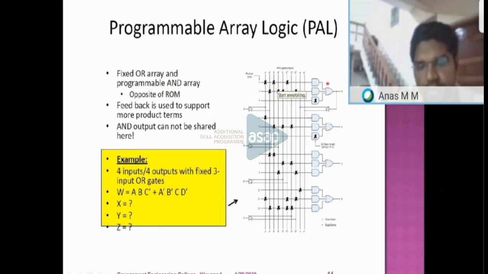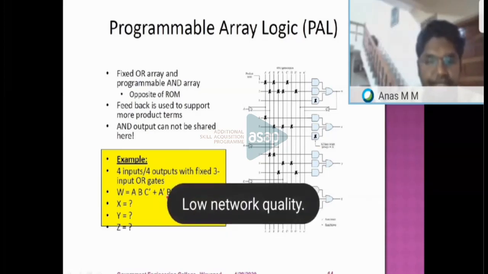And in the next AND gate, you will get A bar, B bar, C, D bar. So this will be the second minterm. In the third AND gate, we have not connected any input, so we will not get any output from that AND gate to the OR gate. So we are now getting minterms from the first two AND gates. So this is the function A, B, C bar plus A bar, B bar, C, D bar. This is a method of programming in programmable array logic.